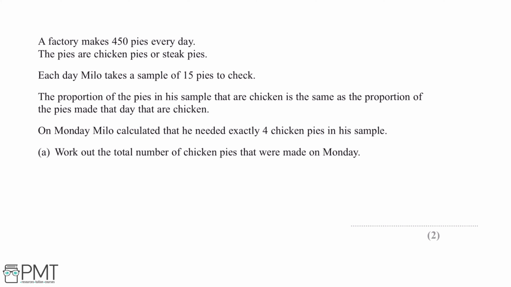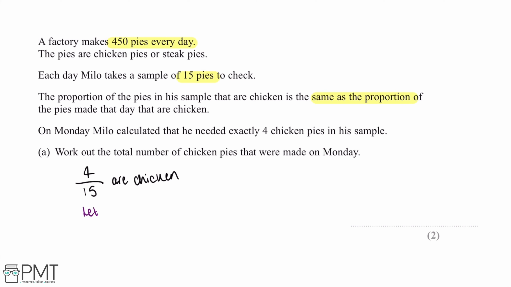So the first thing we can do for this question is highlight the key pieces of information. The factory makes 450 pies a day. Milo takes a sample of 15 pies to check. And the proportion of pies in his sample that are chicken is the same as the proportion of pies made that day that are chicken. Milo calculated that he needed exactly 4 chicken pies in his sample, and his sample is made up of 15 pies, so this means that 4 out of the 15 pies will be chicken.